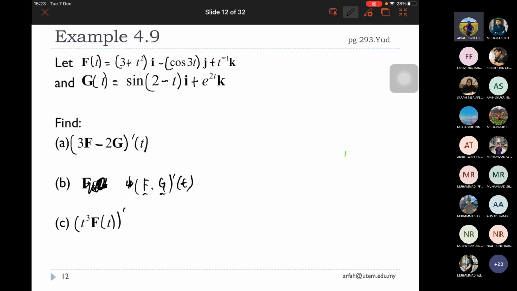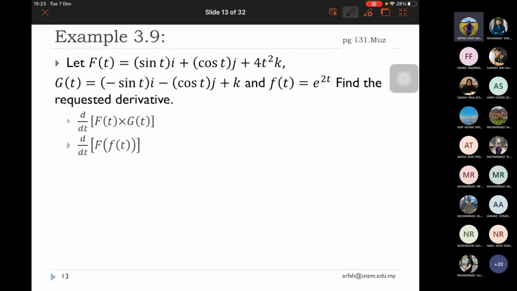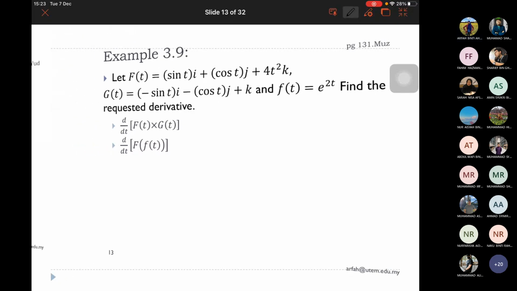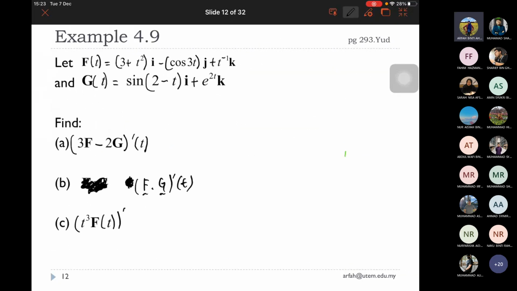Dia tak keluar sebab yang ini awal-awal guna MATLAB. Dan Microsoft dia dah upgrade dia punya mathematical equation. Dia using Cambria Math tak silap. So that's why it doesn't appear in my iPad. Sebab iPad saya ni saya pakai latest version of Microsoft. This one keluar. Okay. Should be no problem. It's just a simple one.